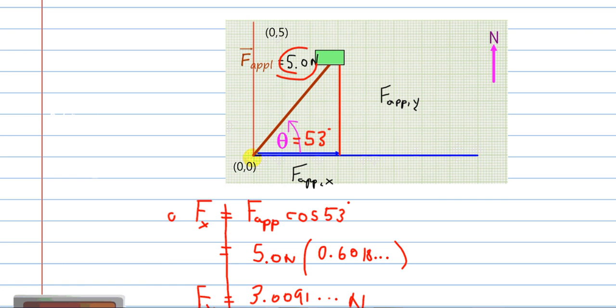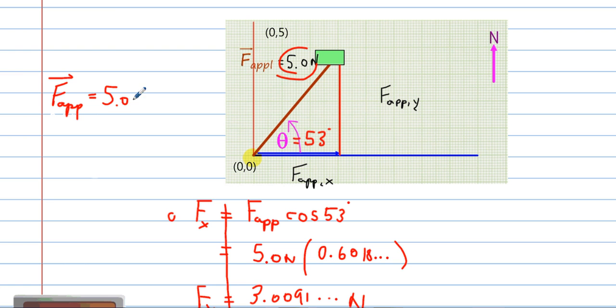So I might write out then as the final vector for my applied force. I might say the applied force. And in this case, it really is a vector because I'm going to attach a direction now.